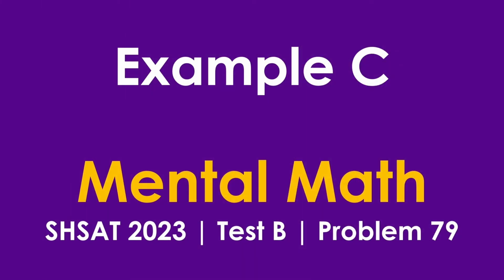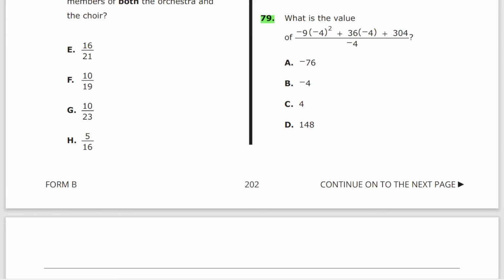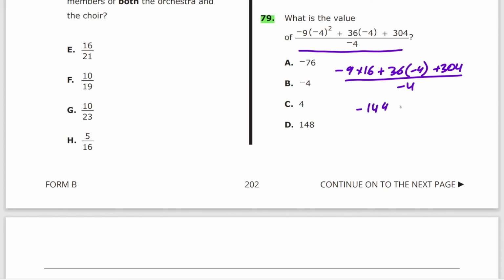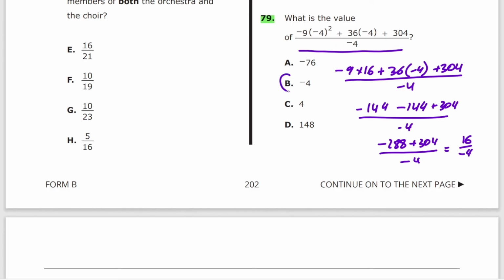Final example is problem 79, test B, SHSAT 2023. What is the value of this expression? It's a pretty complicated expression, but if you practice mental math for 10 minutes per day, you will start getting the intuition for numbers. So let me show you how I'm doing this. It says minus 9 times 16 plus 36 times minus 4 plus 304 over minus 4. It's minus 144 minus 144 plus 304 over minus 4. So it's minus 288 plus 304 over negative 4, which is equal to 16 over minus 4, and the answer is B. Of course, it still took some time. I didn't do every single step in this problem in my head, but being equipped with mental math and with the number intuition, I'm able to do these problems much, much faster.